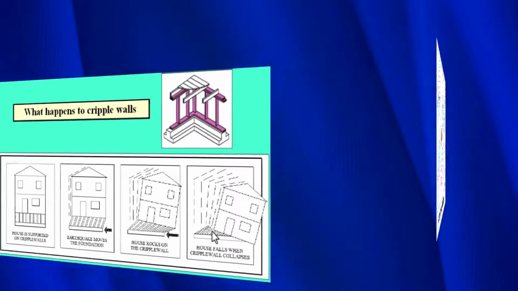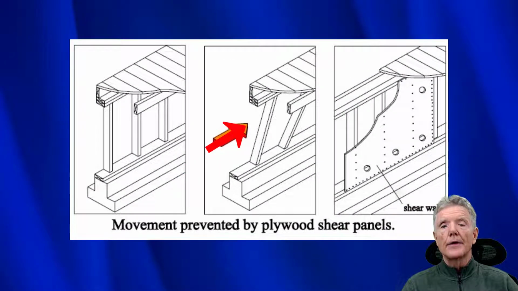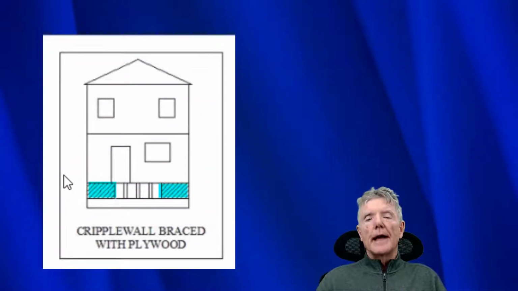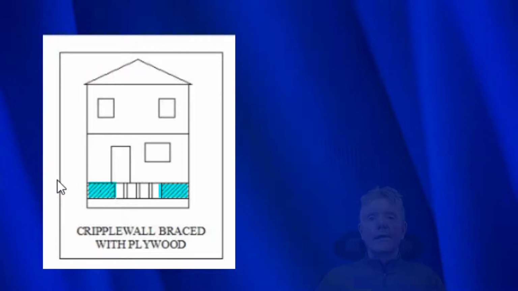Plywood is what prevents cripple walls from collapsing. So as you can see here, as the earthquake force tries to cause the cripple wall to collapse, we just put plywood on it to prevent that from happening. Preventing the cripple wall from collapsing is actually pretty simple. Just as we saw, you need to put plywood on it. So as you can see in this house, we have plywood on this end, and we put plywood over here. And notice we don't have to put plywood along the entire cripple wall.